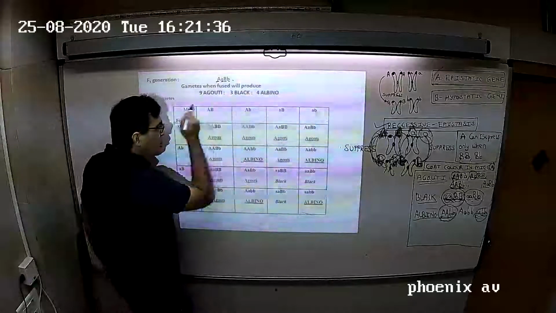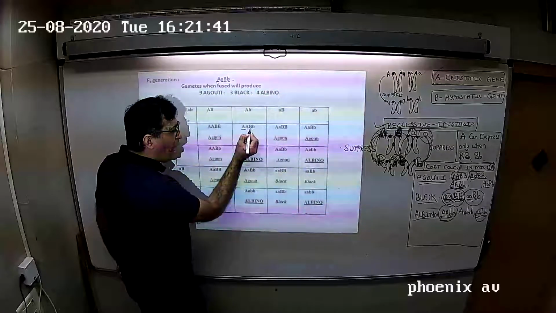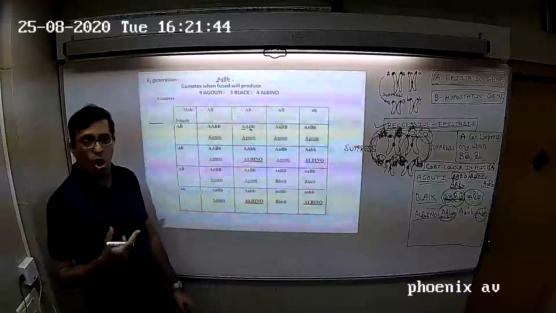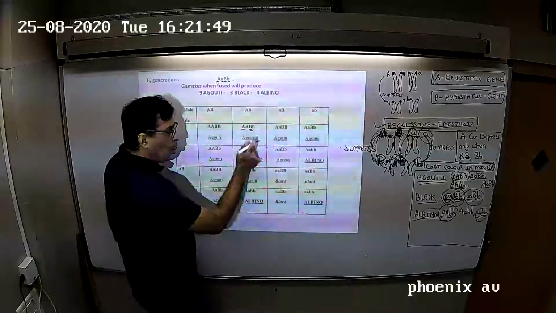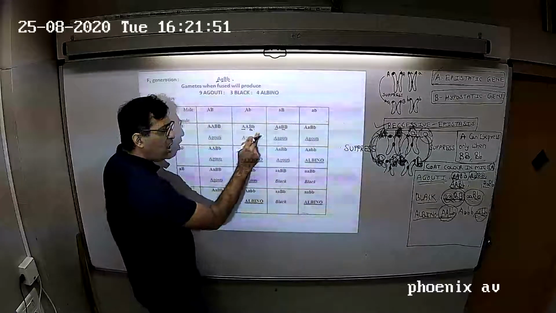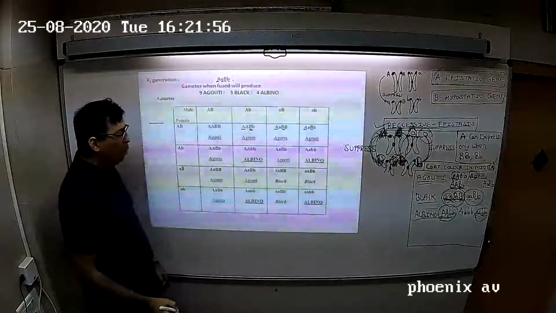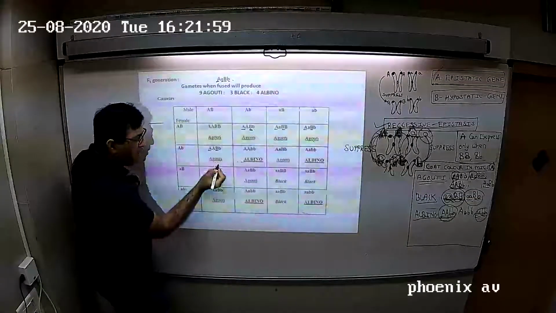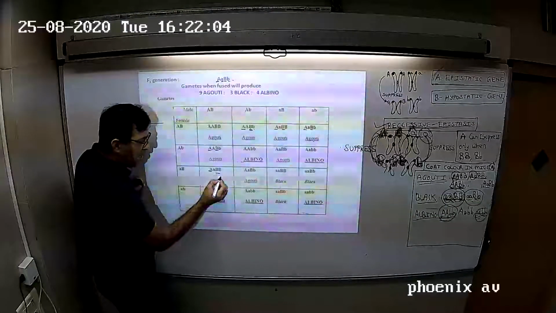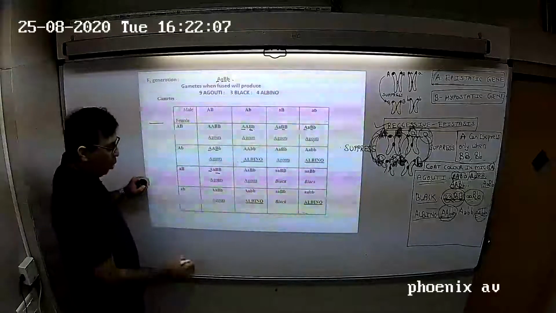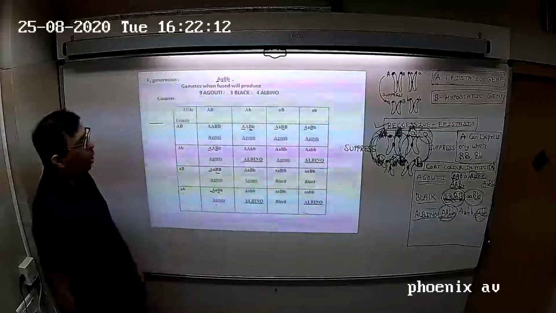Similarly, what will capital A, capital B, small b form? A will form agouti. Capital B will not create recessive epistasis, so agouti. What will capital A, capital B again form? Agouti. Again, agouti. Again, agouti. Agouti. So check it here.